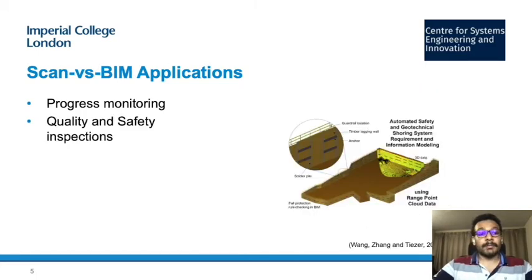Another main application of scan versus BIM is to identify quality and safety problems. So from the scan, we could get a point cloud of the current as-is construction, and we could run rule checking, or we could look at it from the point of view of quality to see whether everything has been constructed according to the design specifications.